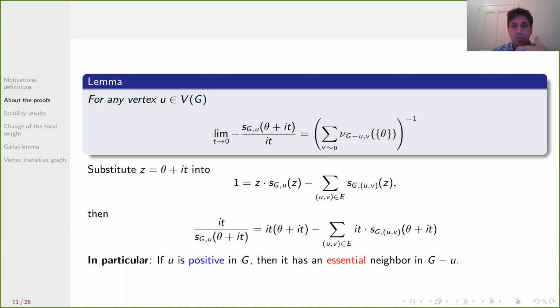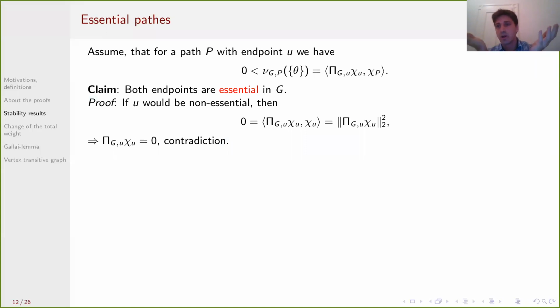As I told you, we would like to understand first what is happening if we delete different types of vertices. Now we have three types of vertices, and we would like to understand what is happening with the rest. The first tool is to speak about essential paths. An essential path is like the generalization of essential vertices. It means that this mu g p at theta is strictly positive. The spectral way to say that is that the orthogonal projection of Q into the theta eigenspace at coordinate P is not zero. The claim: whenever you have such a path, both endpoints have to be essential.